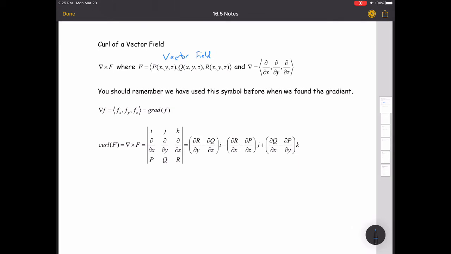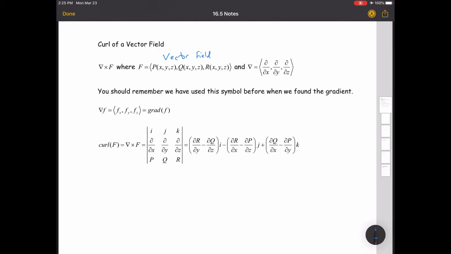You should remember that we use the upside down triangle symbol for the gradient, del f, which is f sub x, f sub y, f sub z. That's the gradient. So the curl is defined to be del cross f. You put across the top your i, j, k in a determinant. Then you've got the partial of x, the partial of y, the partial of z, which makes up the first vector, and then P, Q, and R makes up the second vector.